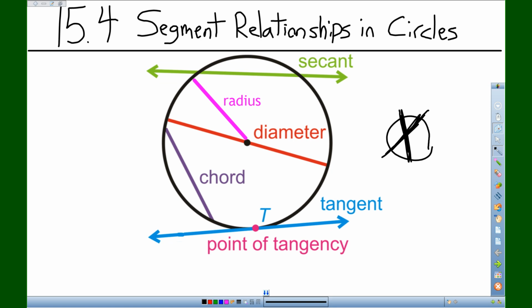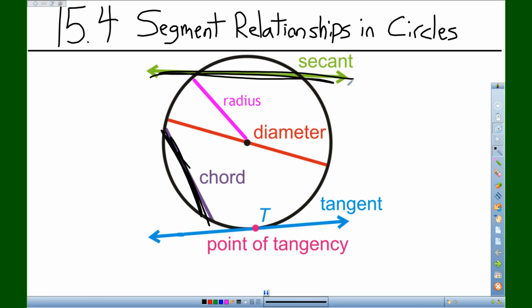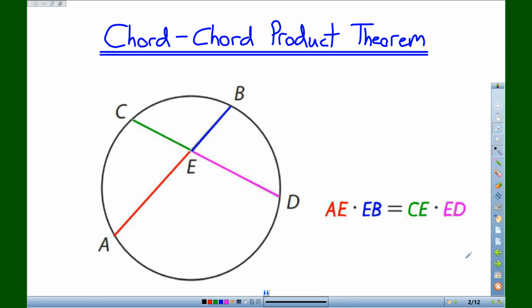There's three different formulas we're going to get into. The three types of lines we're going to be focusing on are chords, secant lines, and tangent lines. I'll let you know what these mean when we get to them. The first formula we're dealing with is for chords crossing in our circle, and this formula is called the chord product theorem. So go ahead, take a minute and copy this.